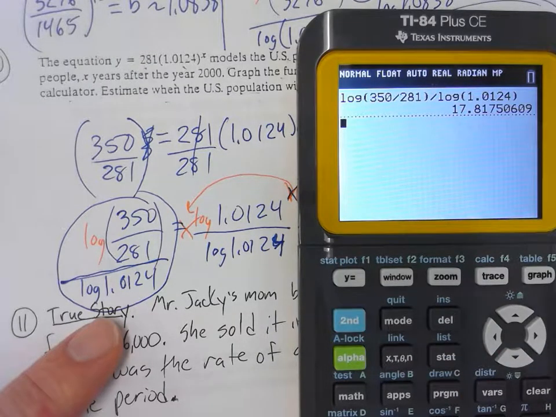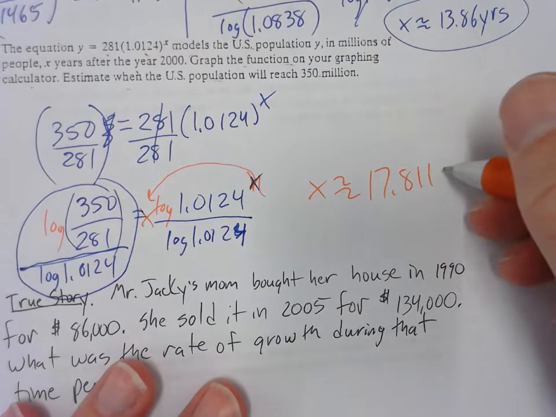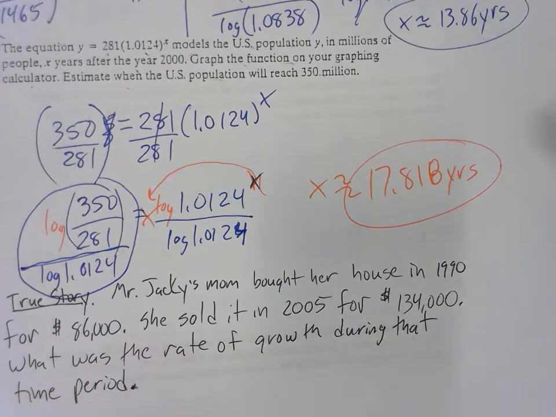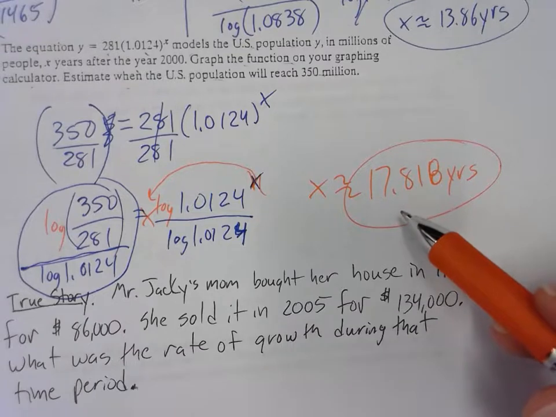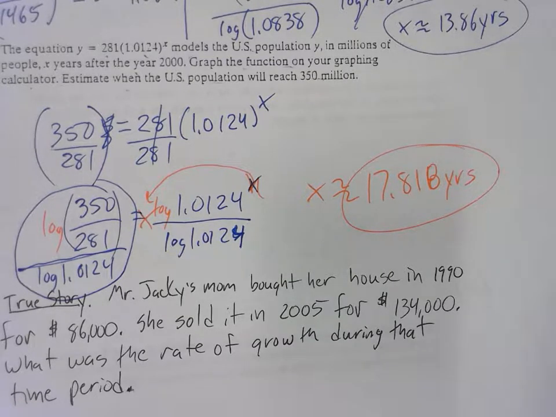So 17.82 or 818. So x is approximately equal to 17.8188 years. And that's past the year 2000. So that means like right now we should be, because it is 2017 and almost 2018, close to 350 million. I'd have to look up what the population is right now. We could Google that. Let me Google it real quick.